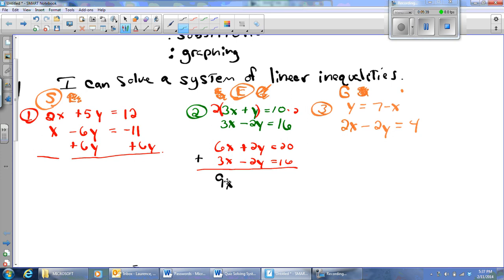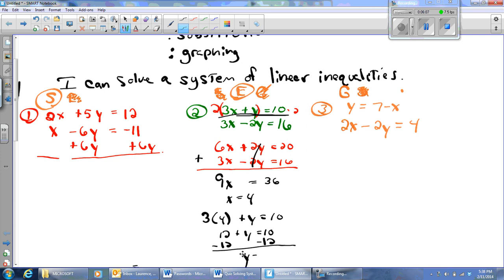I'll get 9x. Those will cancel to 0. 36. X is going to equal 4. Now I can use any one of these equations. I think I'll use this one because the y is almost already alone. And I'll do 3 times 4 plus y equals 10. That'll be 12 plus y equals 10. Subtracting 12 from both sides, y equals -2. So I will get the point 4, -2.